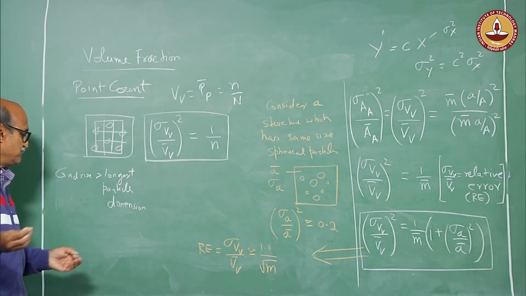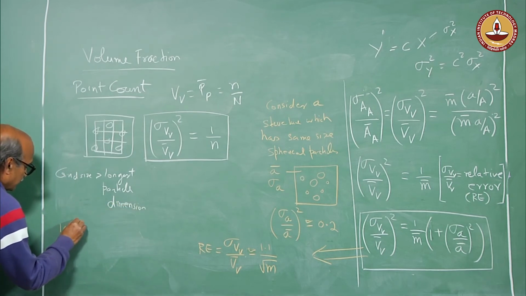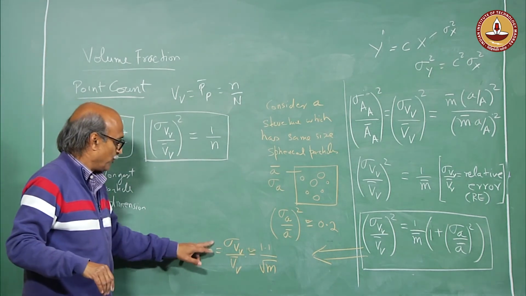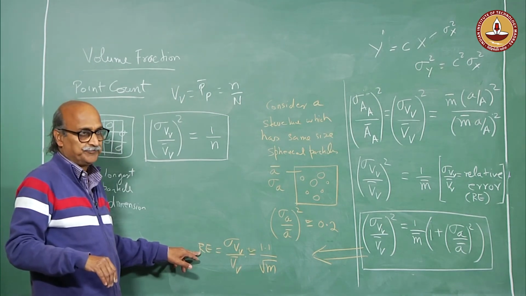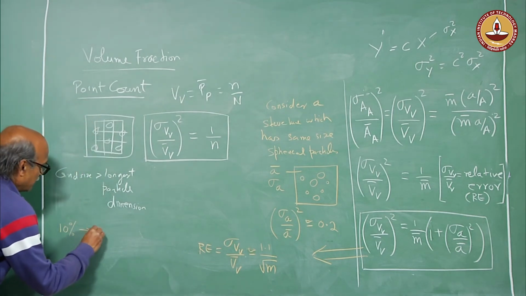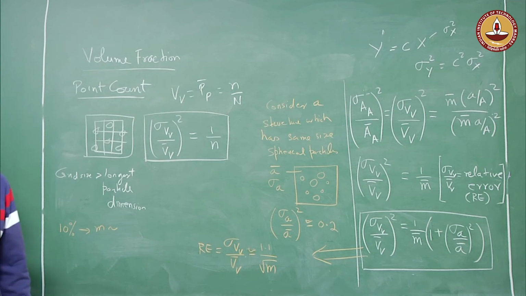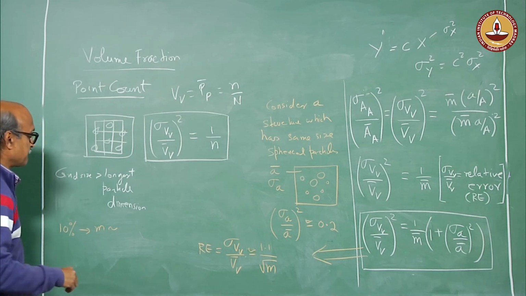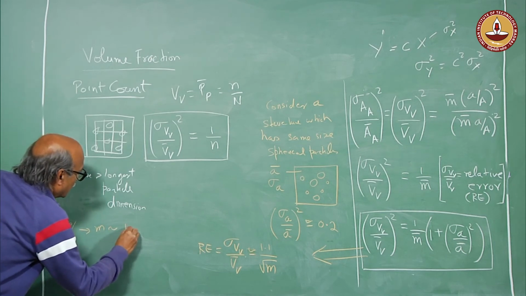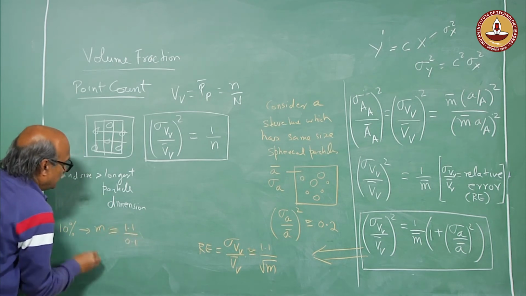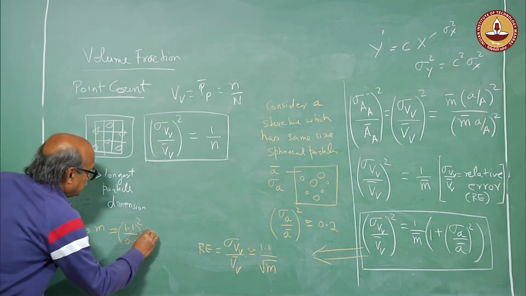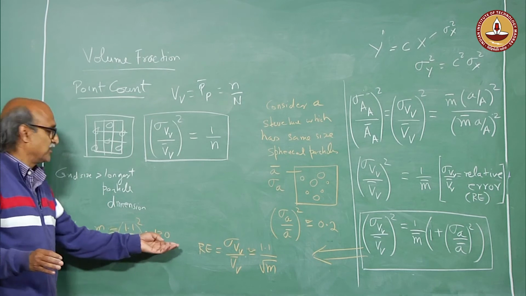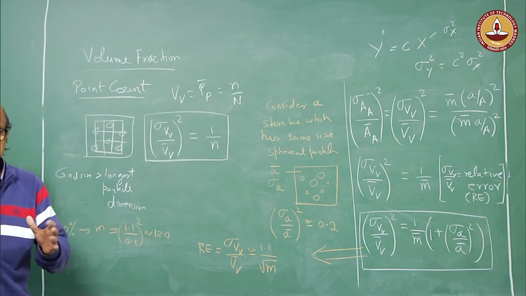Suppose I want to restrict my relative error to 10%. How many particles do you think I need to measure? 10% means 0.1 here. So, what do you think? m would be of the order of (1.1 upon 0.1) squared, and this would be approximately 120. So, I should measure areas of at least 120 particles just to restrict my relative error to 10%.